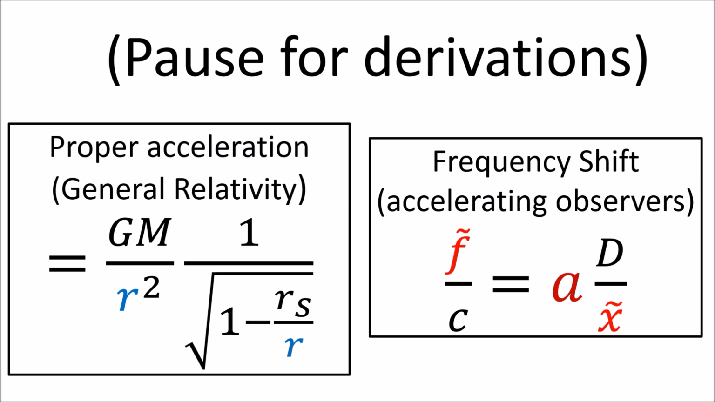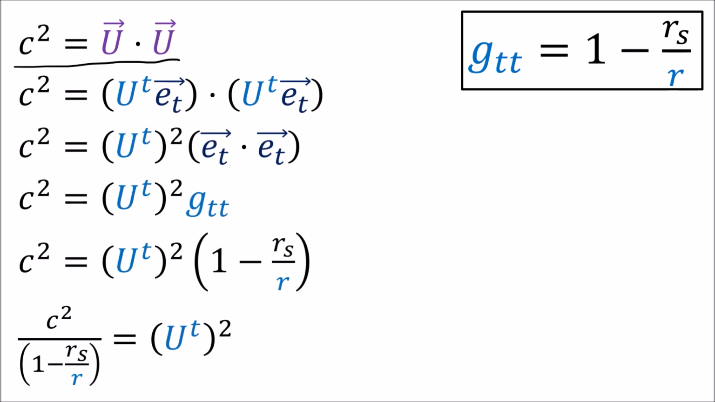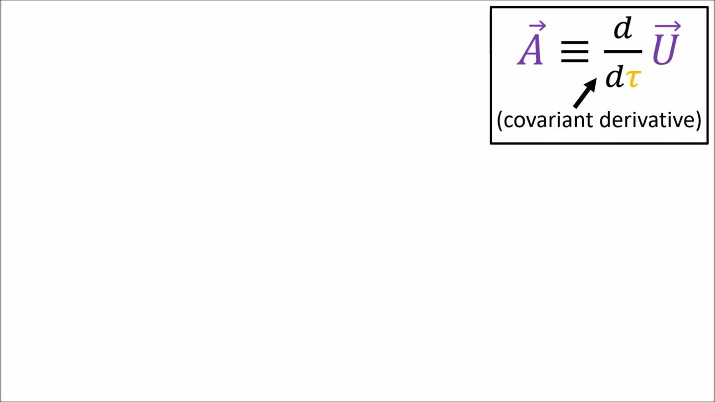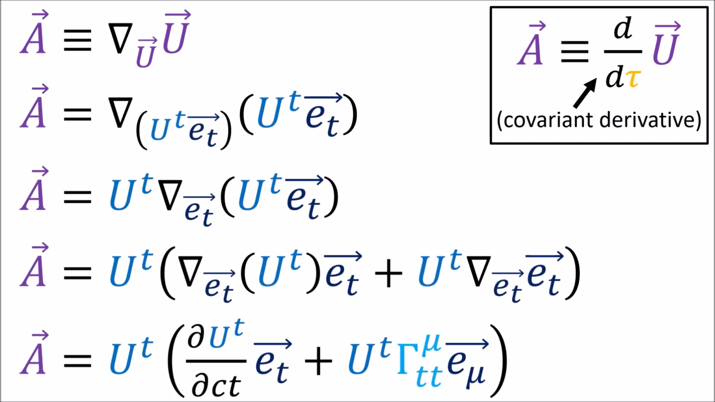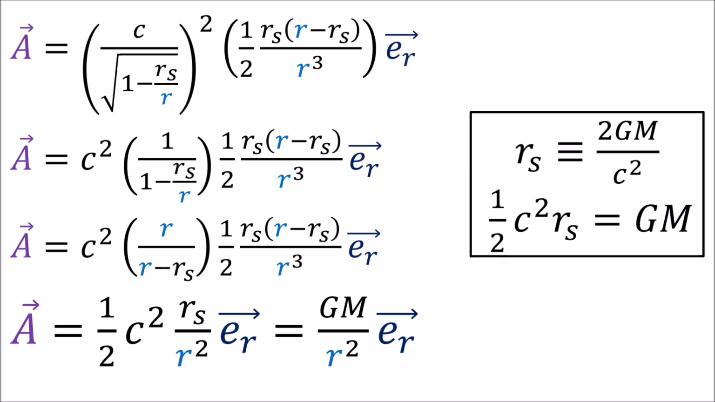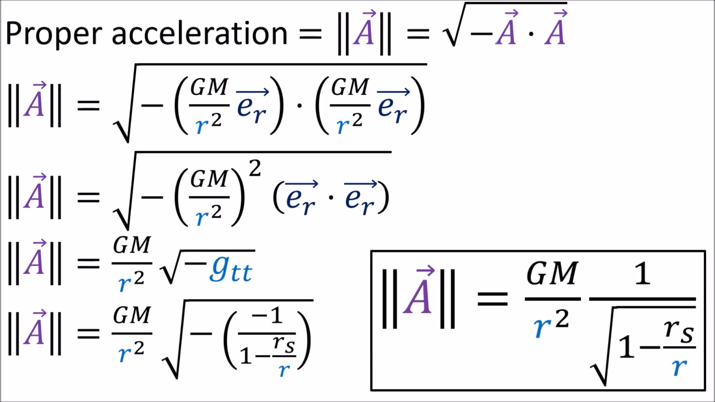For proper acceleration of a stationary body in Schwarzschild geometry, we use the fact that the length of an observer's four-velocity vector is c to derive the ut component. Then we compute the four-acceleration using the covariant derivative of u in the direction of u, plug in the connection coefficient, solve for the four-acceleration vector, and then find its length to get the proper acceleration.